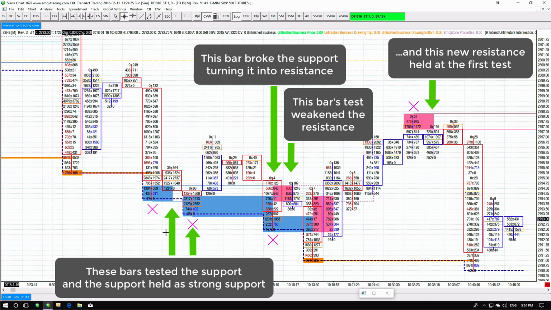As we get to a new support or resistance level, as it's tested more and more, it will ultimately break. The EmojiZone dynamic support resistance display allows you to assess the likelihood of it breaking so that you can make appropriate trading decisions based upon the strength of the supply and demand at the price level.